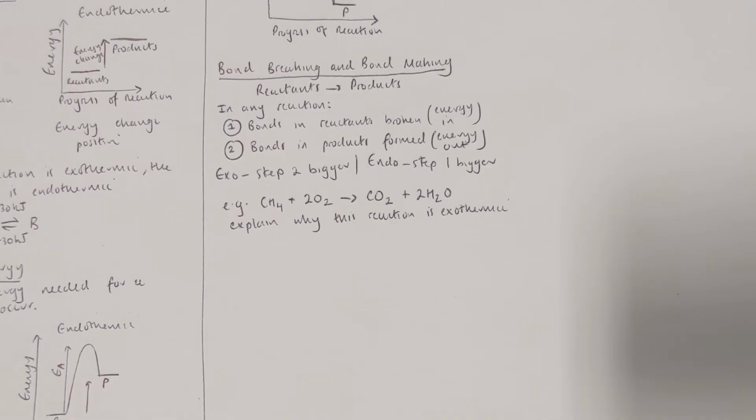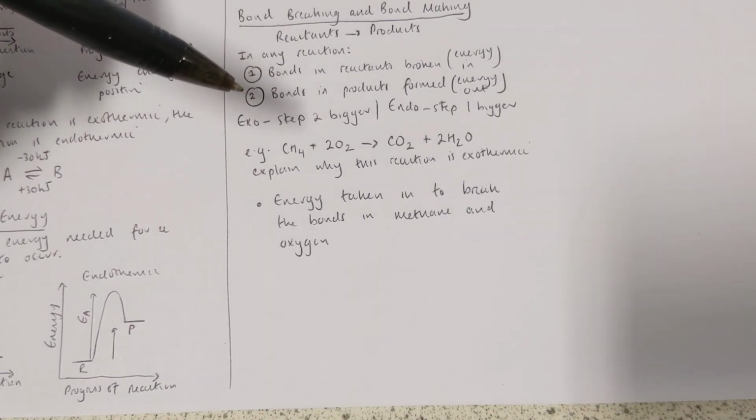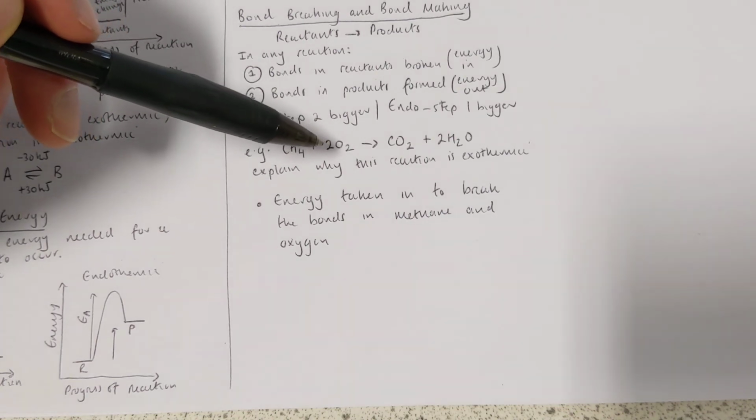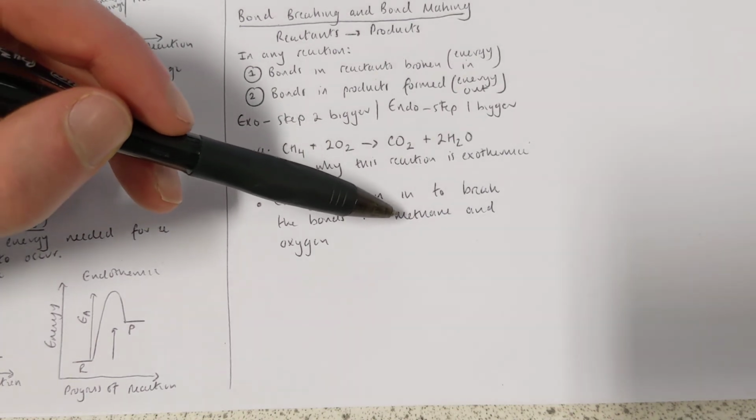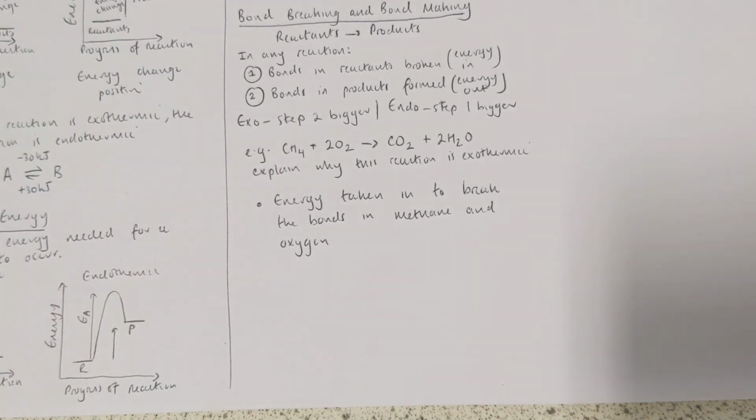You now need to explain clearly why it has to be exothermic. So the first point is energy is taken in to break the bonds in methane and oxygen. You're going to get 2 marks for this bit. First bit is you're showing off that you know that energy needs to be taken in to break the bonds in these reactants. The second mark is for you to clearly explain what the reactants are, so you should name them from the equation: methane and oxygen.